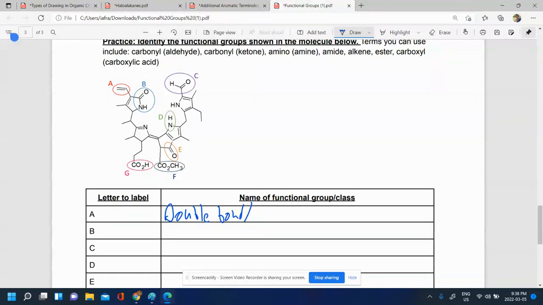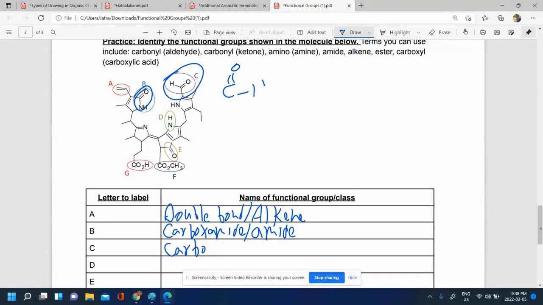And that double bond in a carbon-carbon chain, if this was the highest priority, would give you an alkene. For B, notice we have the double bond O with the N right next to it. This would be the carboxamide, which would give you an amide. For C, it looks like we have a carbonyl group. We have the C double bond O H. It's at the end of a molecule, so carbonyl, and that would make you an aldehyde.